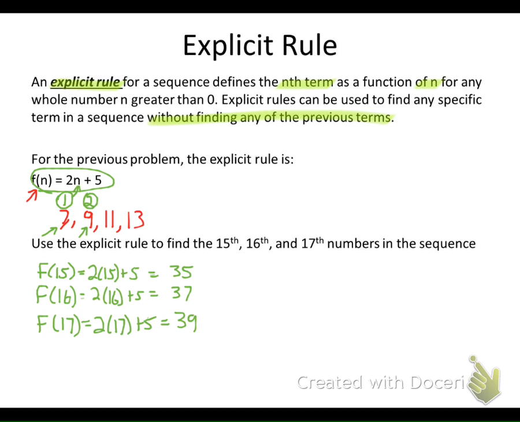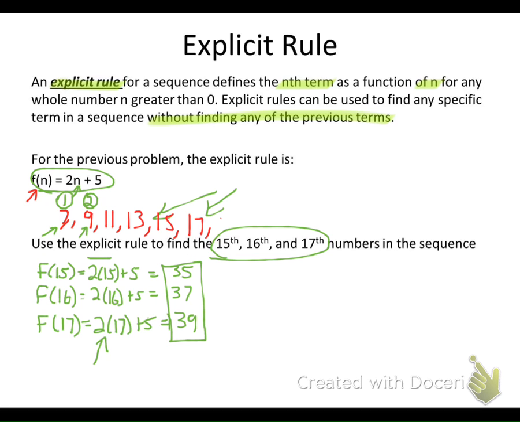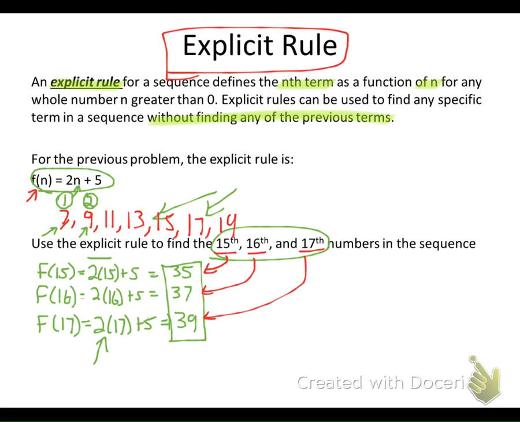So we can use these explicit rules so I don't have to count out this sequence and keep going with my pattern for 100 numbers. I can just substitute the term number into my function and find the answers that I need. So if I kept this pattern going, I now know that the 15th, 16th, and 17th numbers in this sequence would be these values right here. That's what we just calculated. That's how we use an explicit rule to find sequence values.